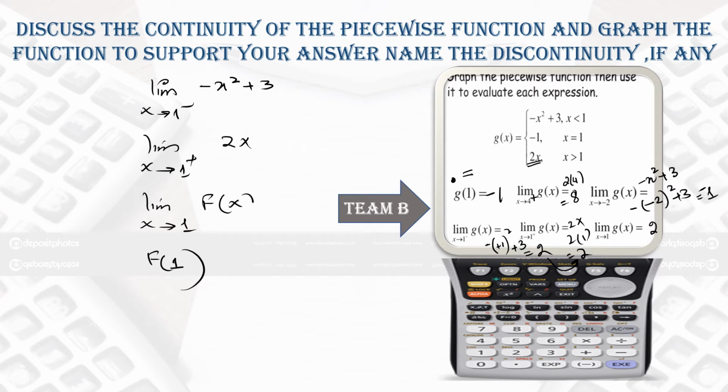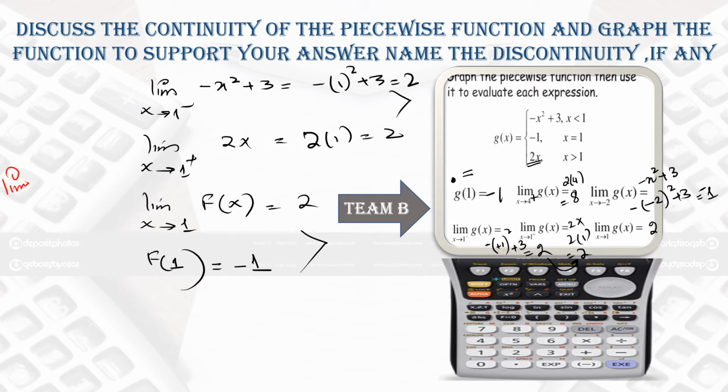For the limit from both sides, you depend on the result of both the limits, and f(1) is -1 because you will read the x equals 1 side. Apply the limit. So -1 + 3, you will get 2. 2 times 1, you will get 2, and since both the results are equal, the limit from both sides is 2. But you can say that the limits are equal, but the limit and the function value are not equal.